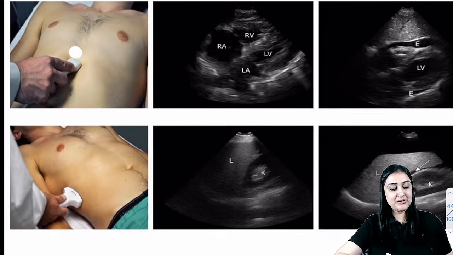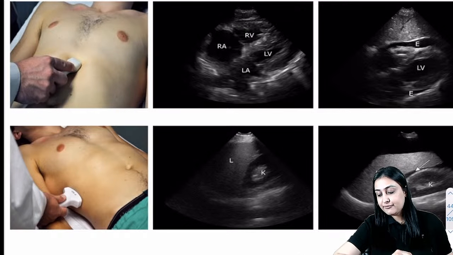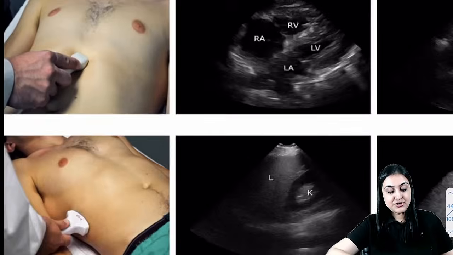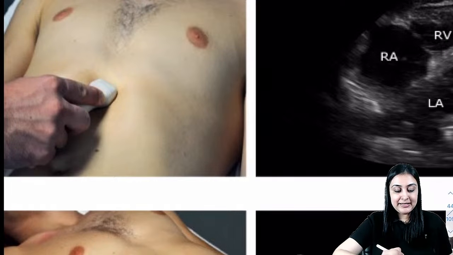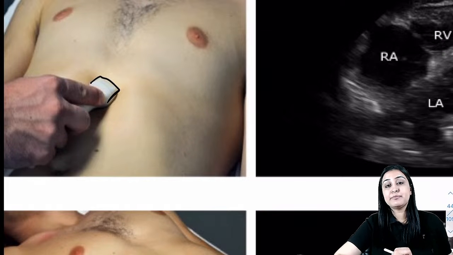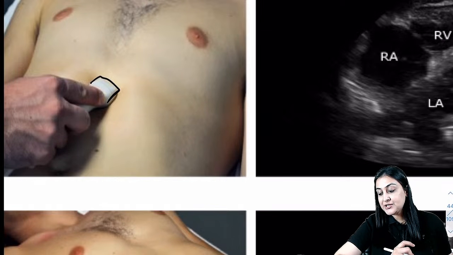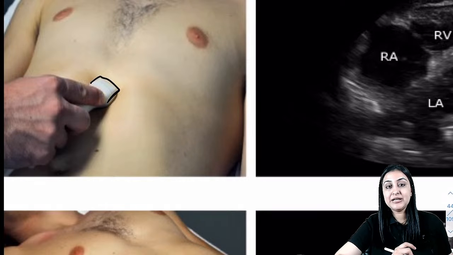So the first point to be assessed is the subxiphoid window, pericardium. The first point where I keep the probe. Can you all recognize this probe? Phased array or sectoral probe, right? So this is going to be your echo probe.